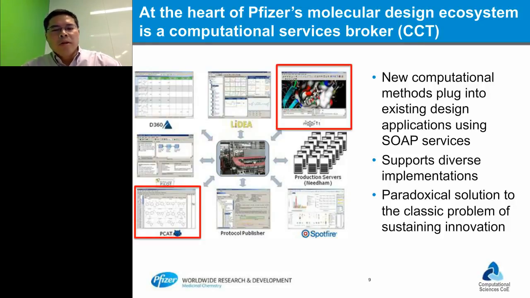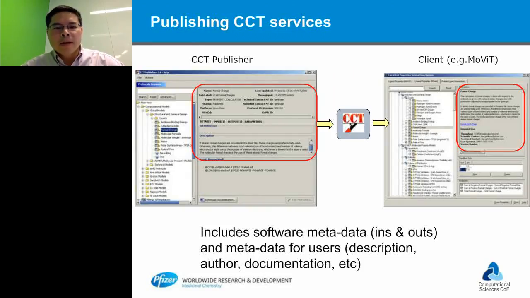So I'm going to zoom in on just a couple of design applications in more detail, one being MoveIt, as I say, for 3D design, and PCAD for 2D design. But first, let's take a closer look at the plumbing itself. This is the CCT service process. There's a publisher application, which essentially is where the computational solution is wrapped into the CCT framework for downstream consumption.